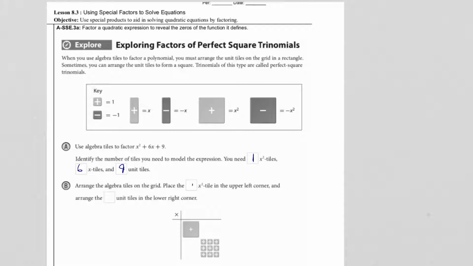And then I'm going to place the 1 x squared tile and the 9 unit tiles like so in this grid, and I believe I got some extra sheets if you want to do this with the actual physical tiles. But it'll only work out where you can either make a rectangle or a square, but only one of them you'll be able to use all the tiles. And until you can make that shape, the quadratic equation is not factored. So I'm going to advance to the next area of the notes.